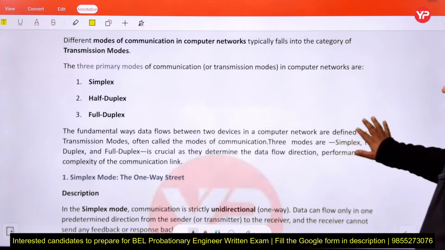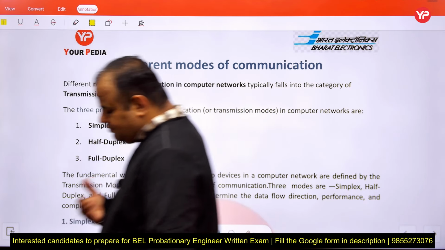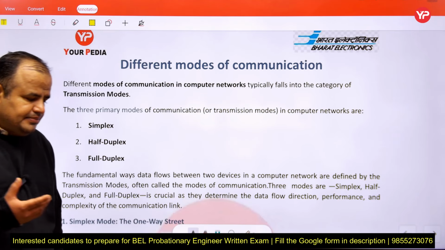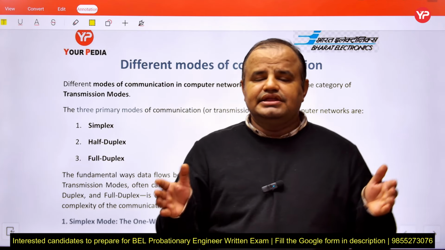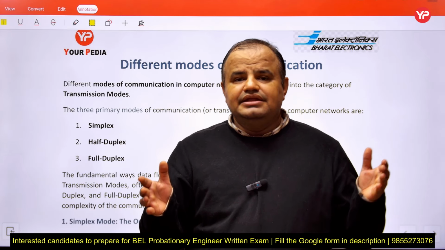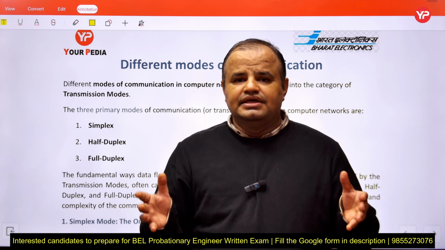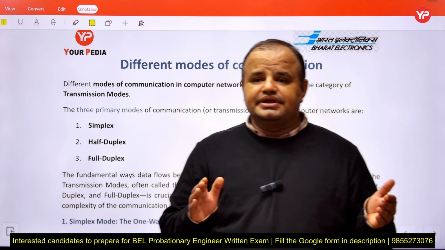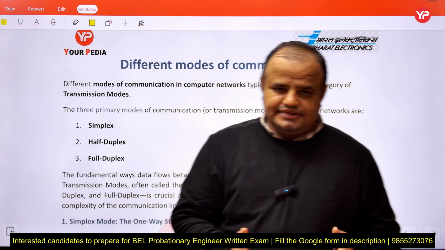Now we are going to discuss different modes of communication. Different modes of communication means what? Whenever two devices are trying to communicate, how can they communicate, what are the different modes. There are mainly three types of mode: simplex, half duplex and full duplex, and they are categorized based on how they are communicating, either bidirectional or unidirectional, fine.